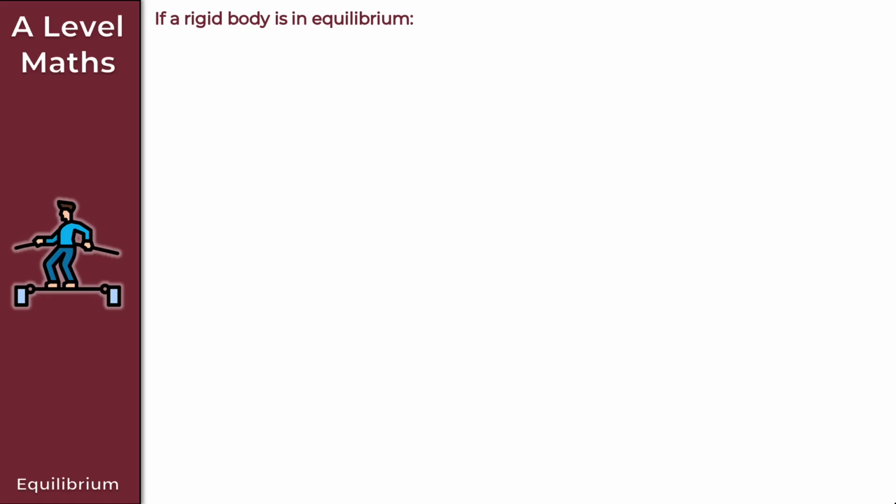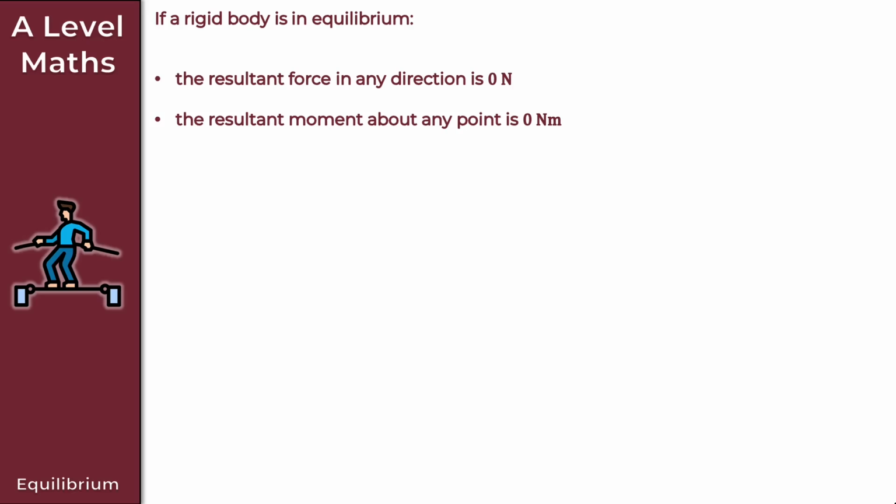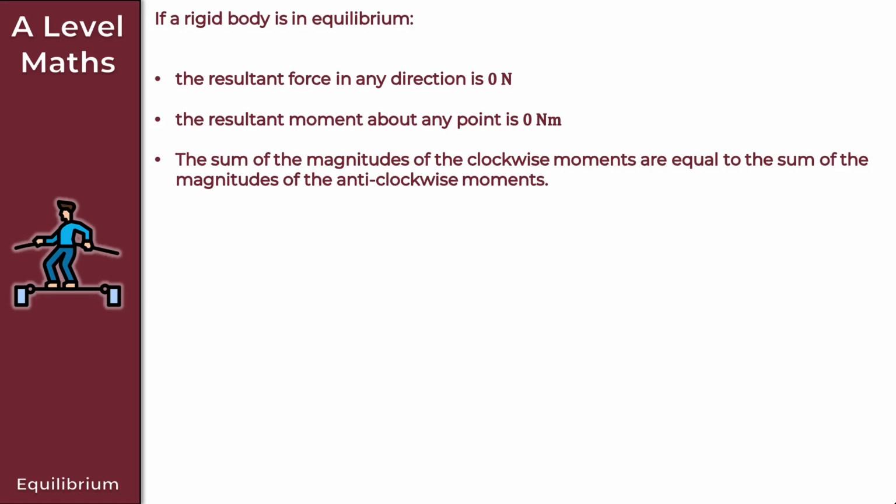In this video here, we're going to take a look at equilibrium. So if a rigid body is in equilibrium, the resultant force in any direction is 0 newtons. The resultant moment about any point is 0 newton meters. And then finally here, the sum of the magnitudes of the clockwise moments are equal to the sum of the magnitudes of the anti-clockwise moments.